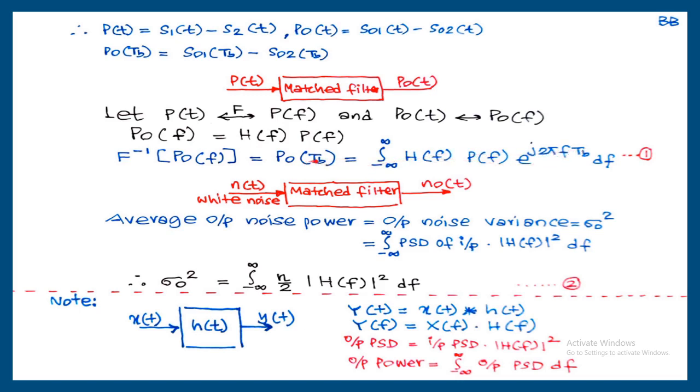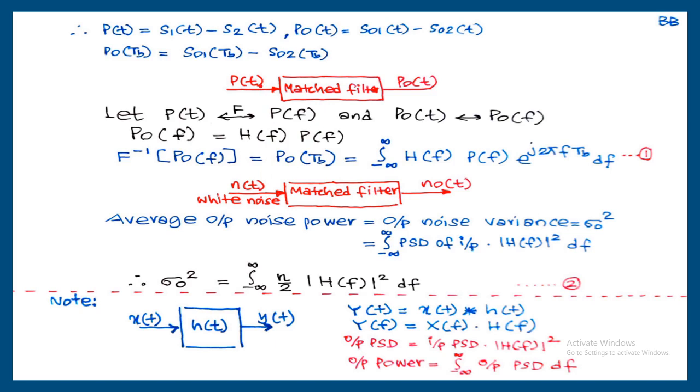Here p0(TB) is written, that is at TB here. And here the result is P0(f). But what is P0(f)? That is H(f) into P(f). That is why the integral of H(f) P(f) e^(j2πf TB) df. That is p0(TB).